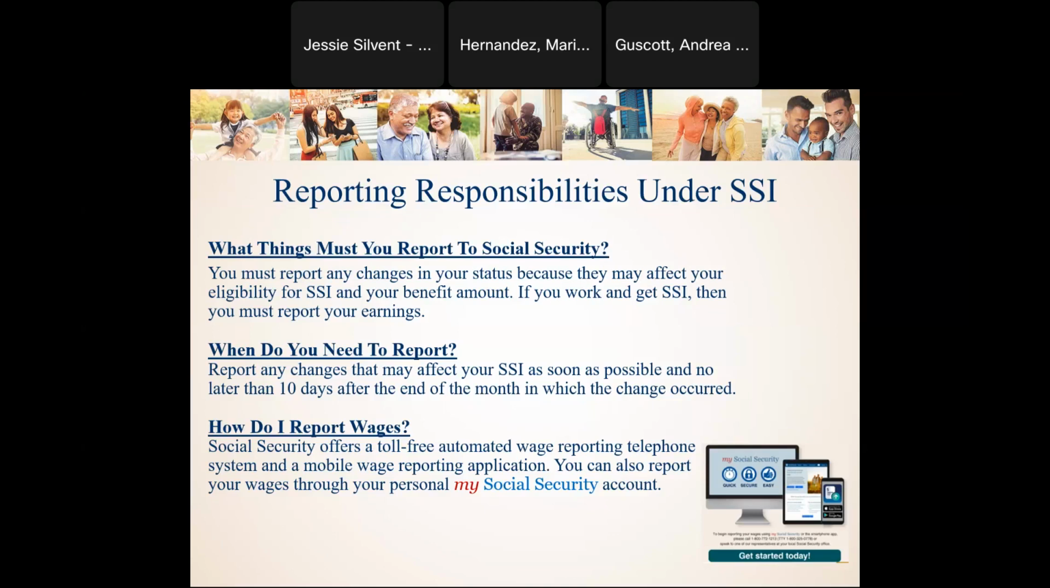Now, there's several ways that someone can report their earnings. We have a toll-free wage reporting telephone system. There's also a mobile wage reporting app that can be downloaded on any smartphone. Also online through a My Social Security account. I'm going to talk about My Social Security in greater detail in just a couple minutes here. But we do have several ways that they can be reported that don't involve having to go to an office, to wait on hold, to try to get through to someone. The wage reporting telephone system is automated, so you don't even have to speak with anyone.